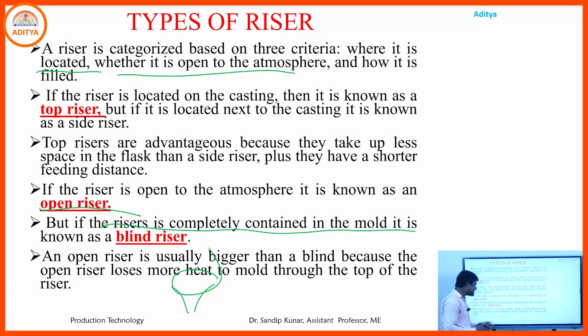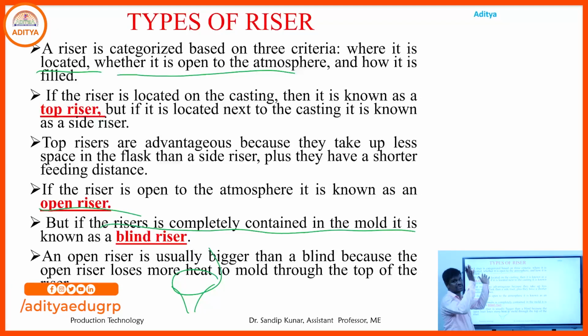Now, an open riser is generally bigger in size than a blind riser, because an open riser loses more heat to the mold through the top of the riser. It loses more heat because it is open to the atmosphere, so heat is easily extracted from the liquid metal.